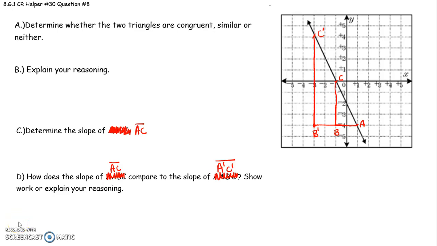8th graders, this is to help you with question 8 on CR 30. It says, determine whether the two triangles are congruent, similar, or neither. So we're going to look at triangle ABC and triangle A prime, B prime, C prime.